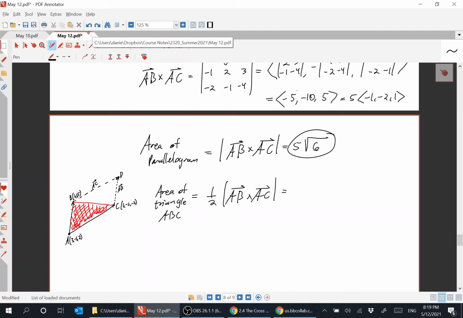So if you've got 3 points, A, B, and C, you can calculate vectors AB, AC, CA, CB, BA, BC, do the same calculation. It always comes out to be the same. Anyway, it's 5/2 square root of 6.